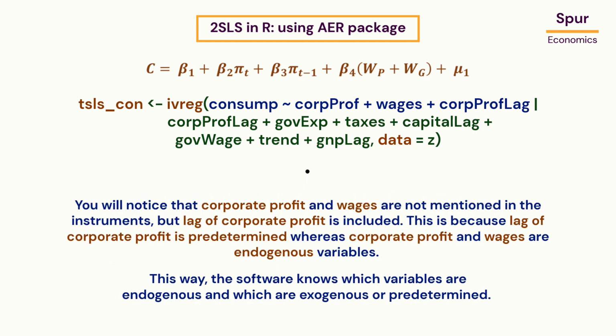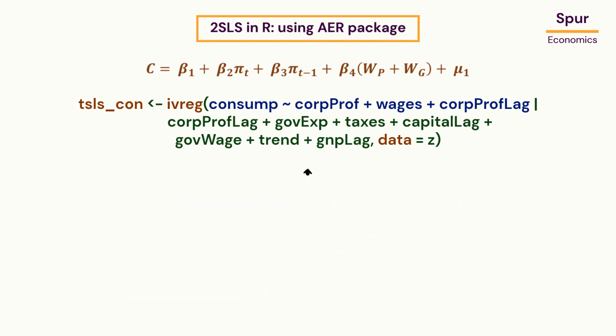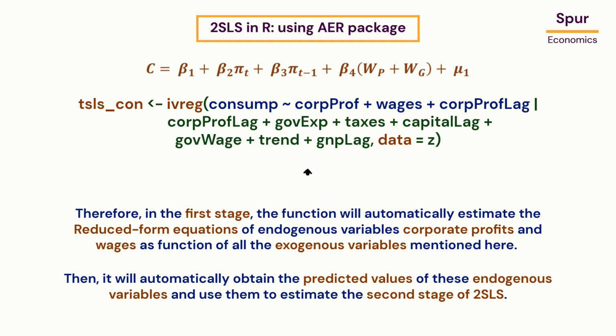You will notice that corporate profit and wages are not mentioned in the instruments, but lag of corporate profit is included. This is because lag of corporate profit is predetermined whereas corporate profit and wages are endogenous variables. This way, the software knows which variables are endogenous and which are exogenous or predetermined. Therefore, in the first stage, the function will automatically estimate the reduced form equations of endogenous variables corporate profits and wages as a function of all the exogenous variables mentioned here. Then, it will automatically obtain the predicted values of these endogenous variables and use them to estimate the second stage of 2SLS.